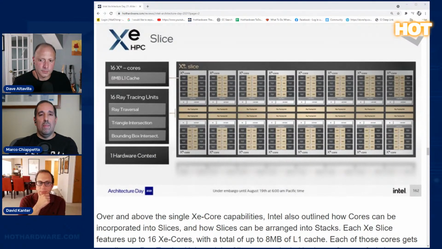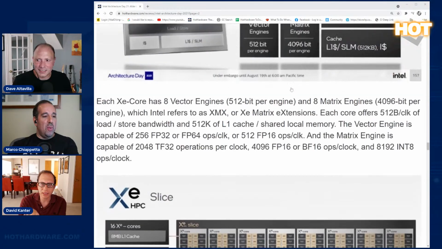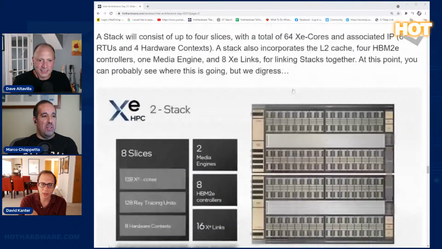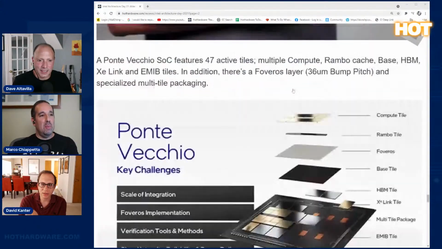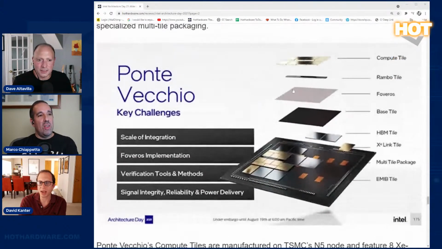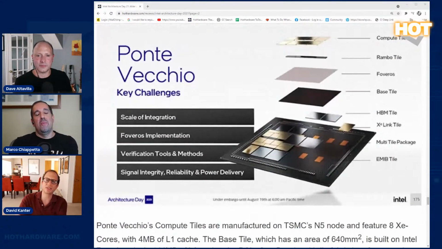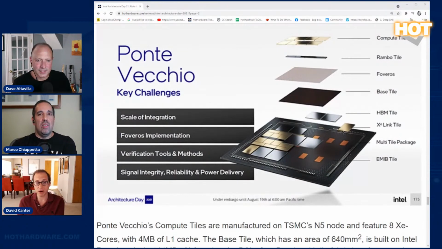I'm trying to find the slide that speaks most prominently to you, Dave. Is this it for Ponte Vecchio? No. It's further down, the one that shows all the different tiles. Keep going, right there. Yeah, there we go. There's so much going on there. And then the other thing is, this is the other thing that it's easy to neglect.